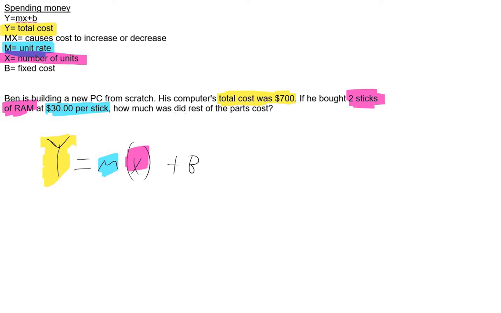That's our X term. So what we're trying to figure out is how much did the rest of the parts cost? What was essentially the fixed cost, or how much was everything else before he started buying the RAM? That's what this question's asking. So now let's go ahead and rewrite with these numbers in mind. Remember, we do not know what B is yet.